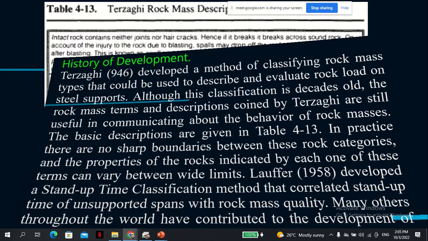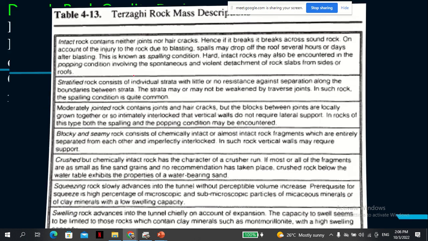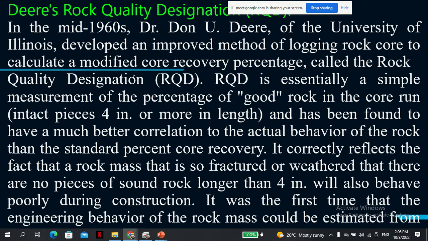So this is the classification coined by Terzaghi: intact rock, which contains neither joints nor cracks, and stratified rock, crushed rock, moderately jointed rock, and swelling rock. In fact, if you look at the methods that we are going to use for description, our words or adjectives do not go far from this. Some of the adjectives are from this kind of description.